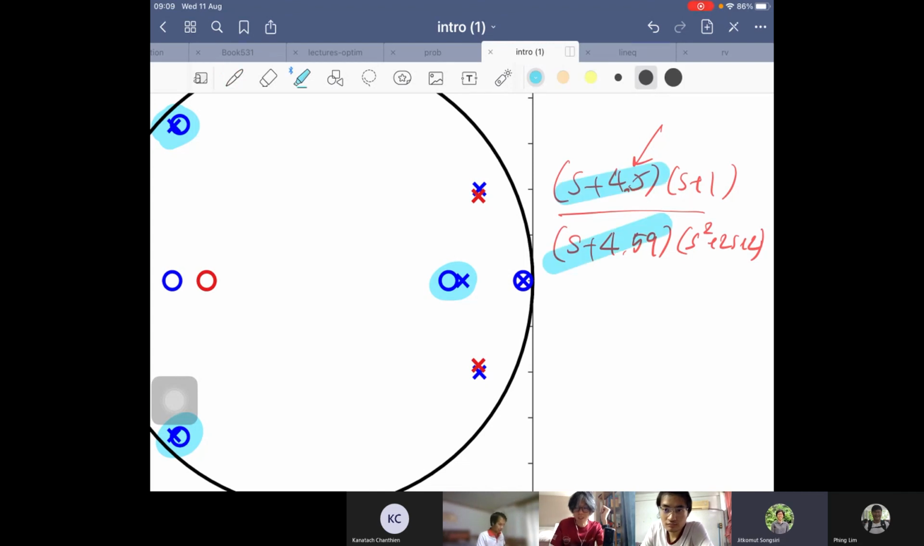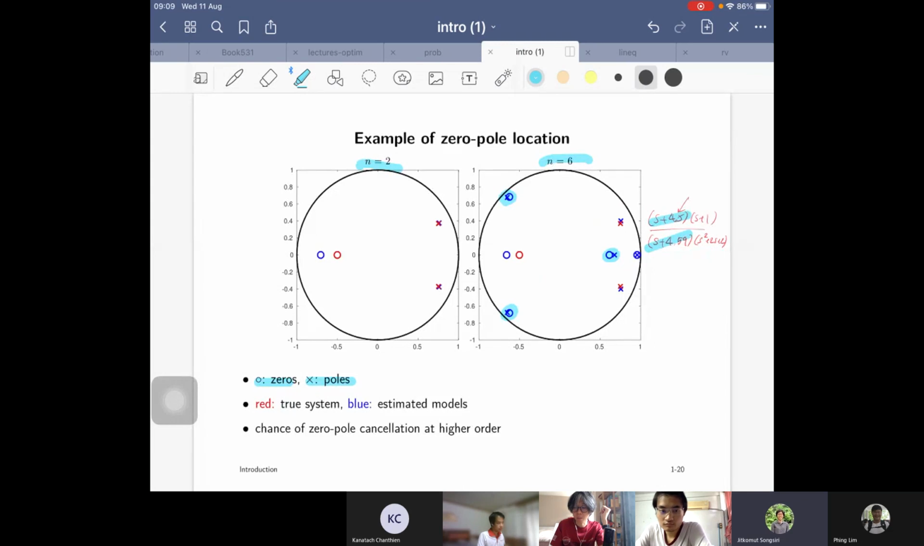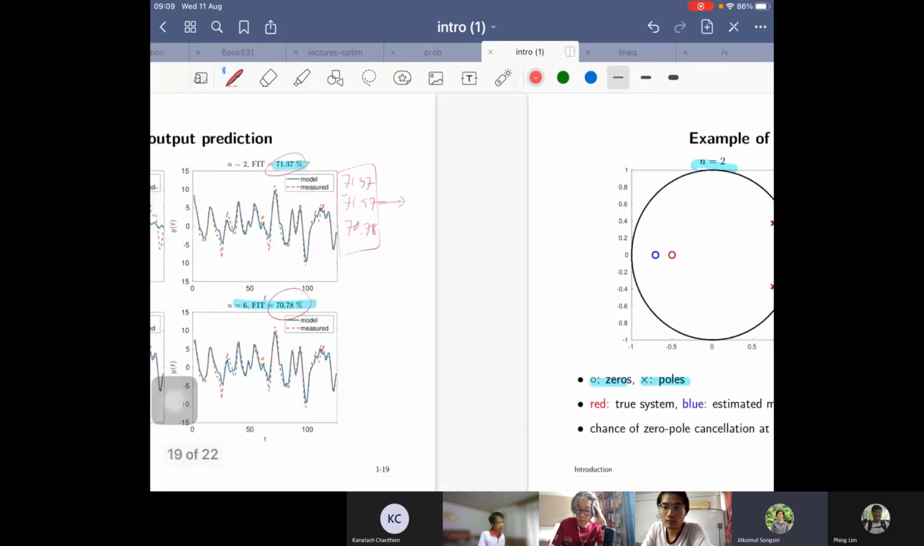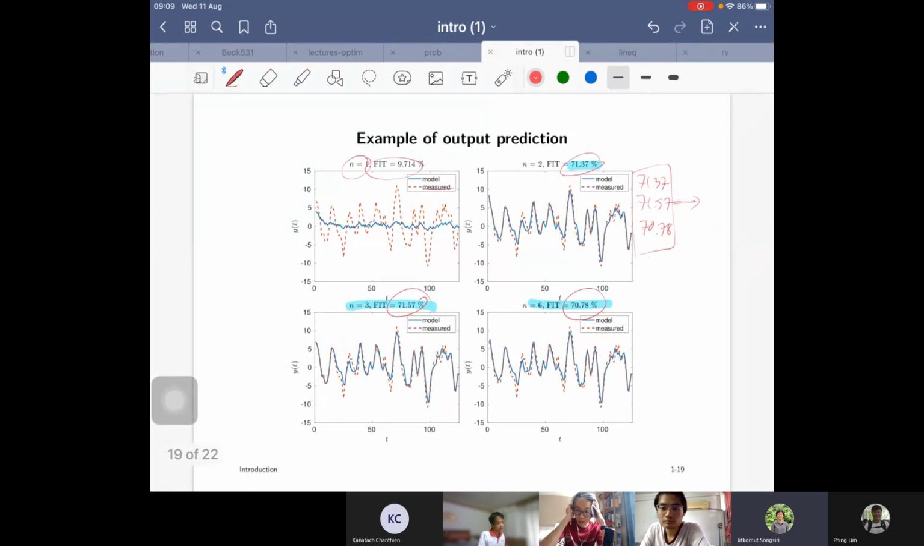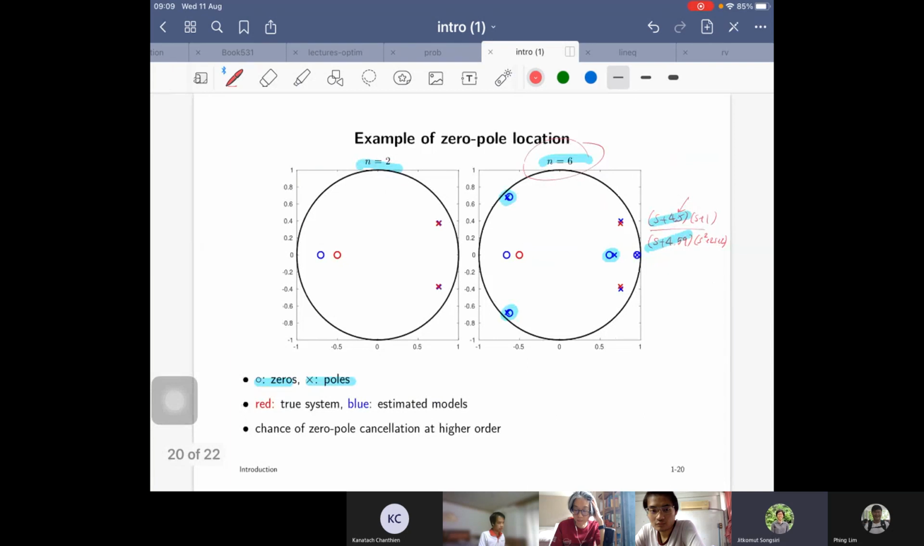When this happens, what does it suggest to you? It suggests that it is possible that there might be some zero-pole cancellation. And that indicates that maybe you're using too high an order model. So that is one thing. We're going to have more analysis in the process of model selection, and this is just some illustration.